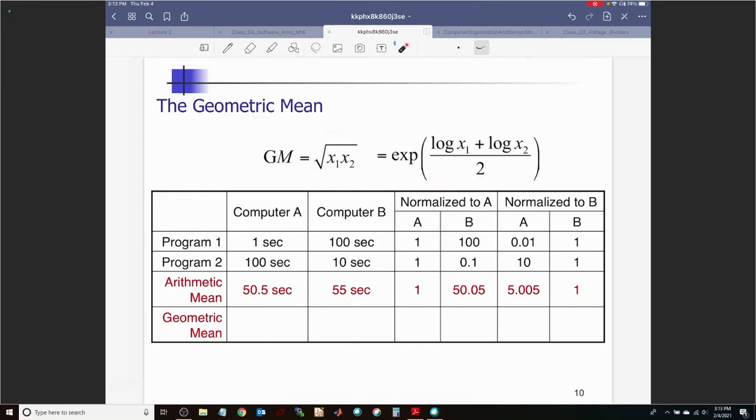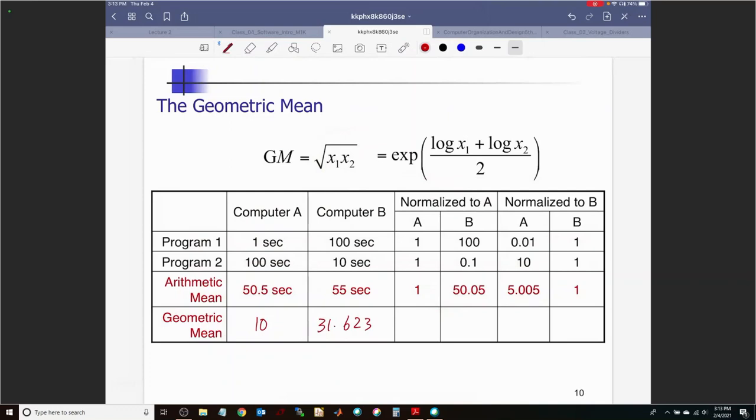So I have the same values for program A. We also have the normalized values here for program 2. Arithmetic mean from before. Now we are going to populate the geometric mean. So I have 100 here and a 1 here. Multiply them, take a square root. I got 10. Then you have 10 here. You multiply with 100, take a square root. You got 31.623.